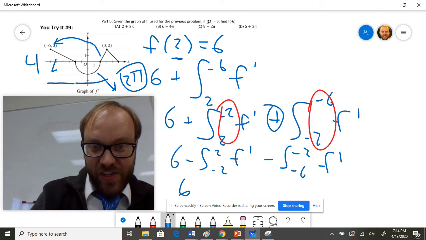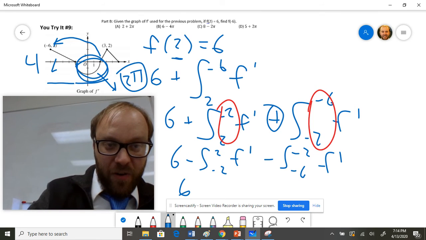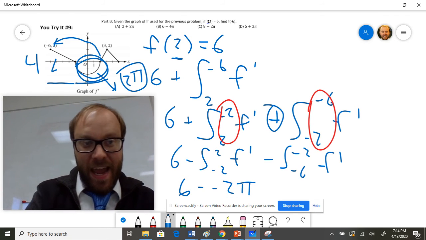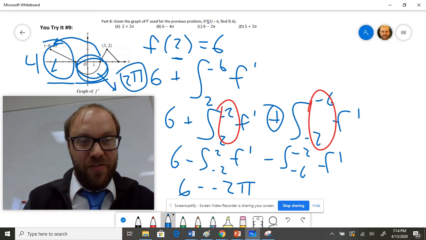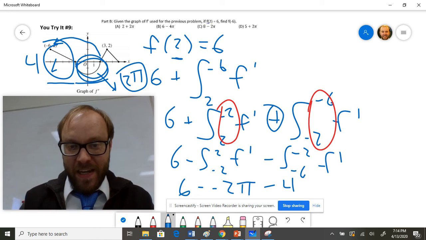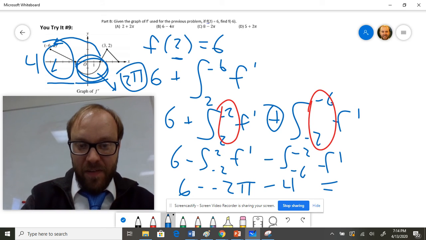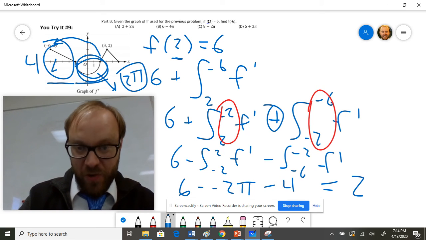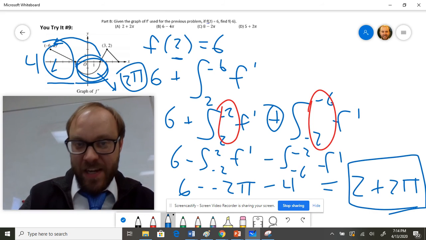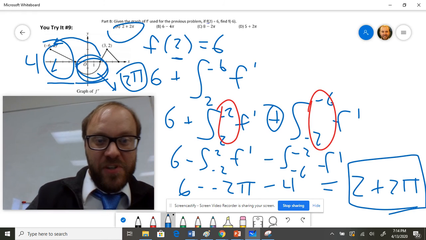So we've got 6. It's going to be minus this integral here. That's a half circle. So it's minus negative 2 pi, which of course is going to turn into plus 2 pi. And then this last integral back here, that triangle area, is going to be 4. So it's going to be minus 4. All right. So if we put all this together, we've got 6 minus 4, which is 2, minus a negative 2 pi ends up being plus 2 pi. Okay, so looks like it's going to be option A.